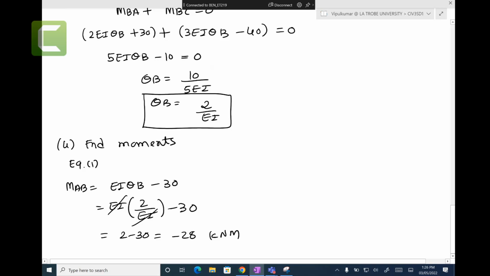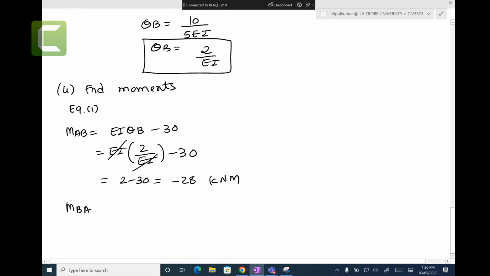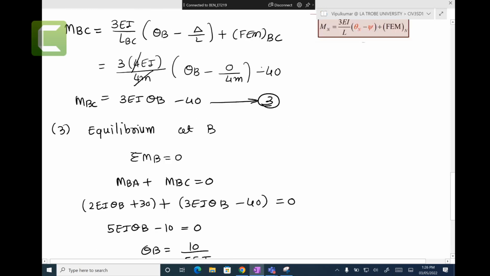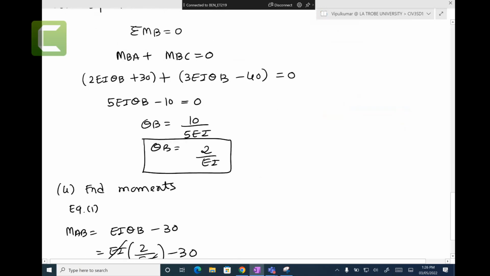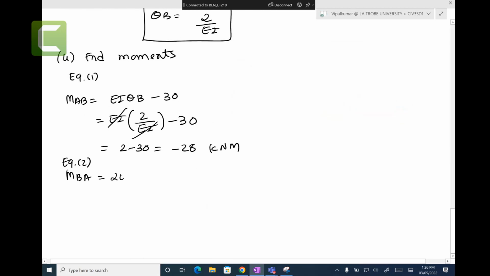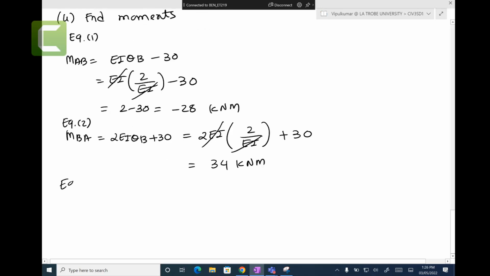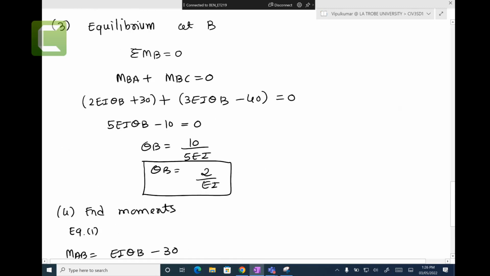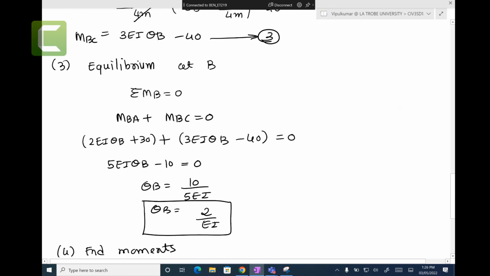All right, MAB done. MBA, let's write equation number 2: 2EI theta B plus 30. 2EI, with 2 on EI as theta B, gives 34 kilonewton meters. Equation number 3, MBC: 3EI theta B minus 40.